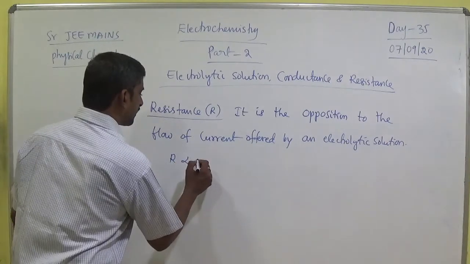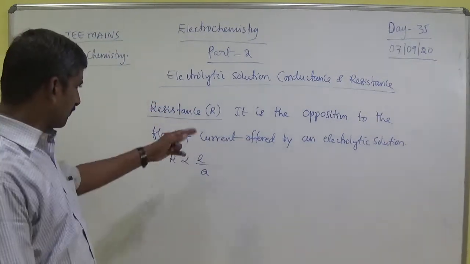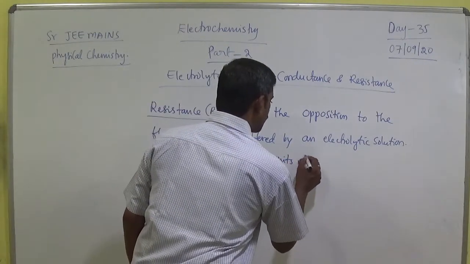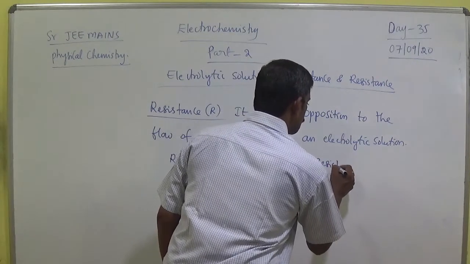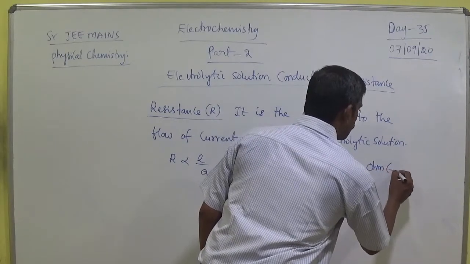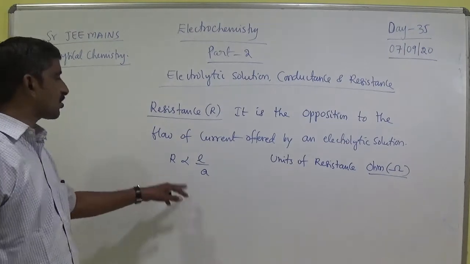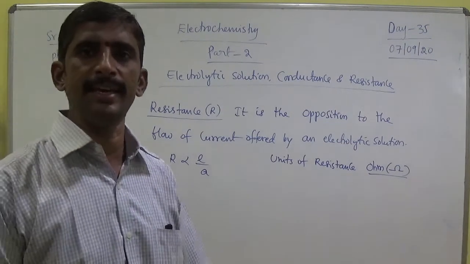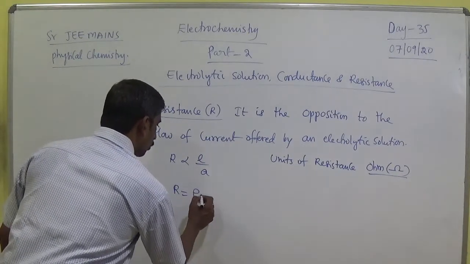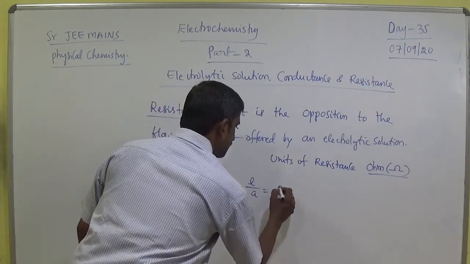In general, R is directly proportional to L by A. First, the units of resistance: ohm. So resistance R is directly proportional to L by A. So simply R equal to rho of L by A. Here L by A equal to cell constant.